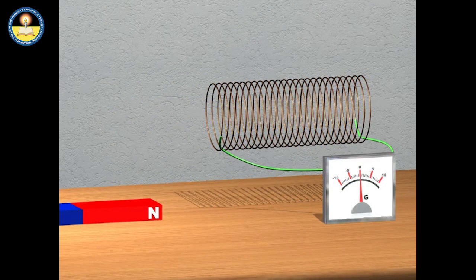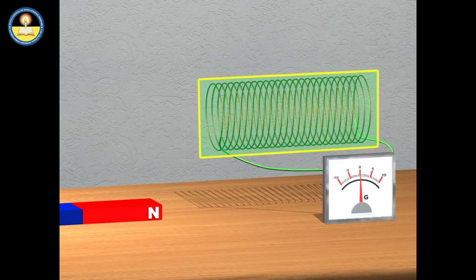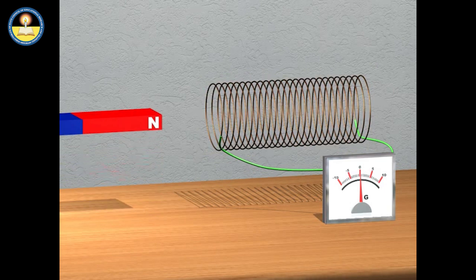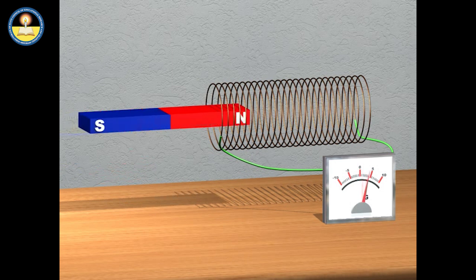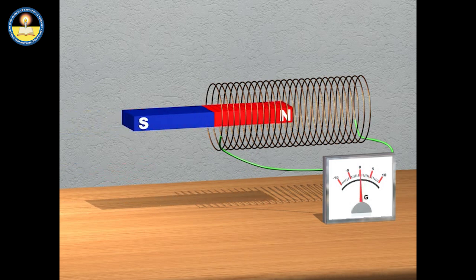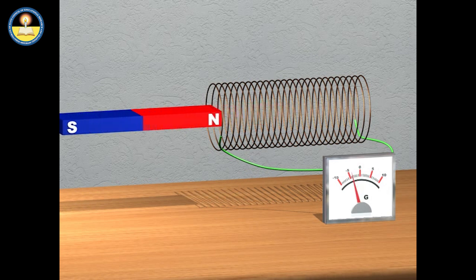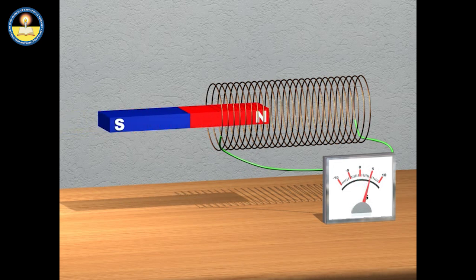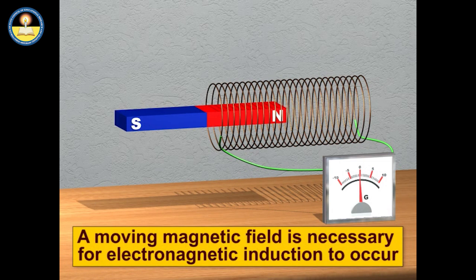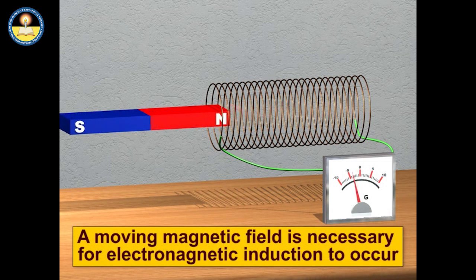In his experiment, Faraday took a permanent magnet and a galvanometer connected to the two ends of a coil of copper wire. He observed that when a bar magnet is moved back and forth inside the coil, there is a deflection in the galvanometer that indicates a current is produced in the coil, and no deflection of the galvanometer is seen when the bar magnet is stationary. That is, a moving magnetic field is necessary for electromagnetic induction to occur.